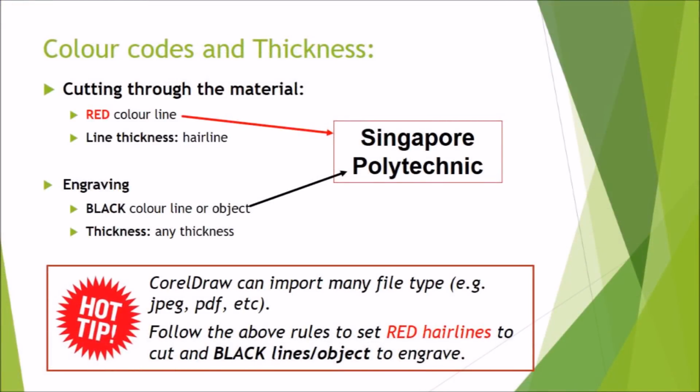The laser cutter will cut or engrave based on the colors of your drawing. To cut through the material, the color of the line must be red and the thickness must be hairline. For engraving, set the color of the engraved object to be black. Besides DXF files, you can also import many other files, like JPEG and PDF. Just make sure you set the correct color and thickness in CorelDRAW.